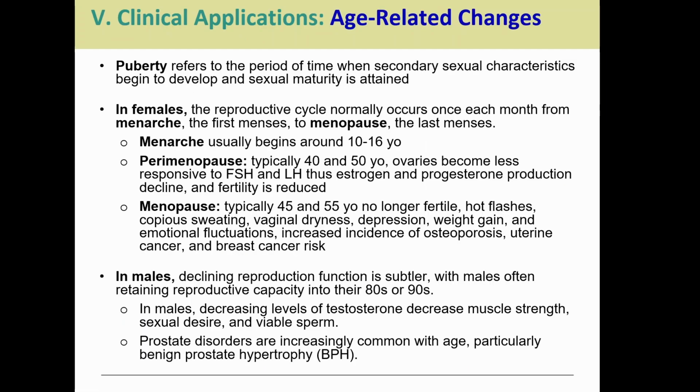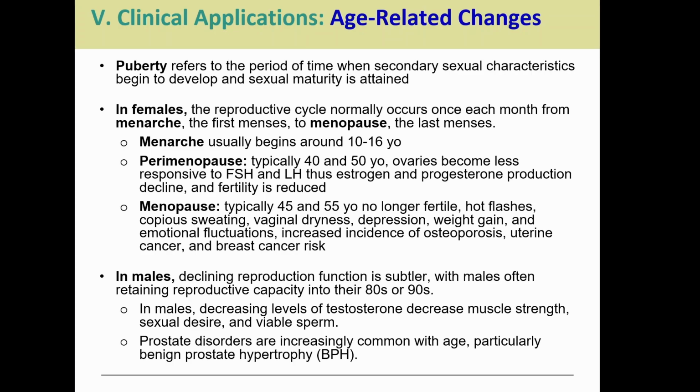So let's go ahead and talk about some changes that happen through life. So we have puberty. This is when we go through secondary sexual development, so sexual maturity is achieved here. Basically, in puberty, we have females developing the reproductive cycle, so they start getting their period, so the menarche, which is the first menses, all the way to menopause, which is the last one. The first period usually happens around 10 to 16 years old. It can really vary.